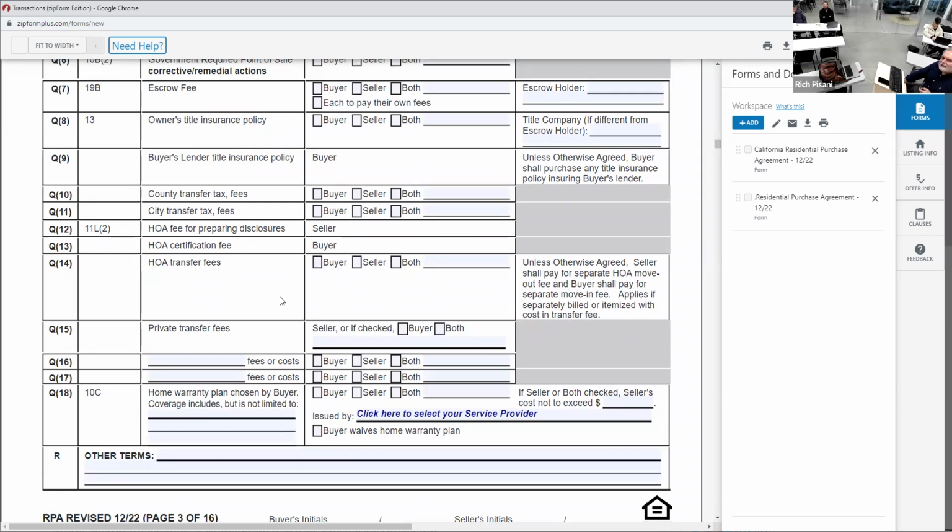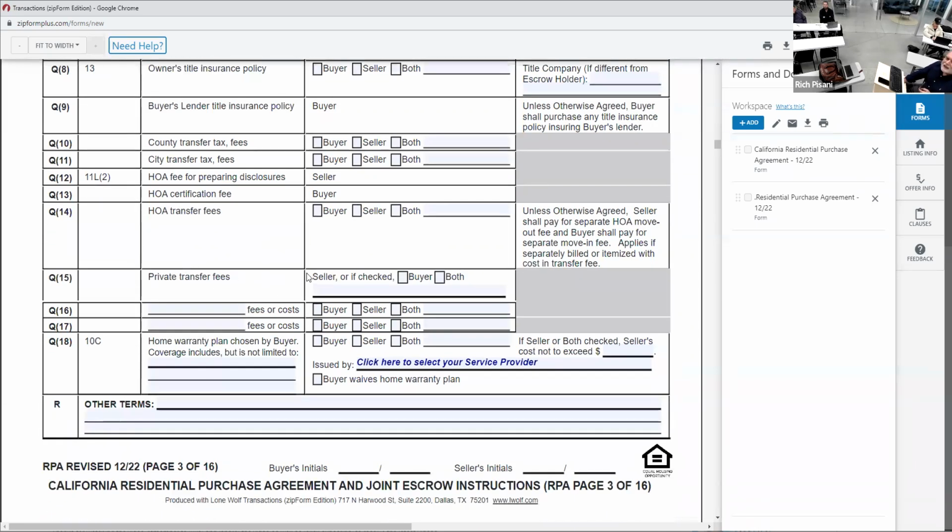HOA transfer fees, private transfer fees. You don't know if there's a private transfer fee until it comes up. It usually will show up on a lien.